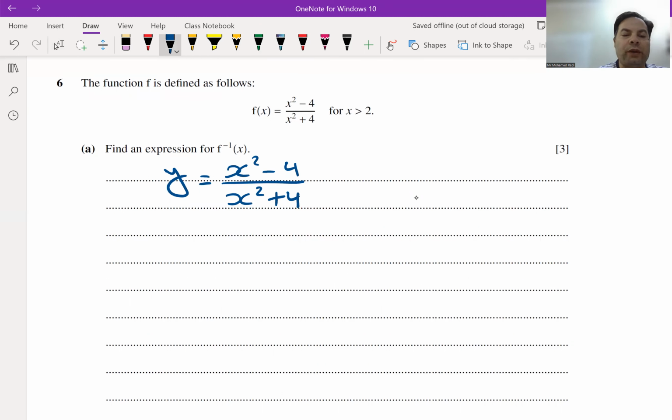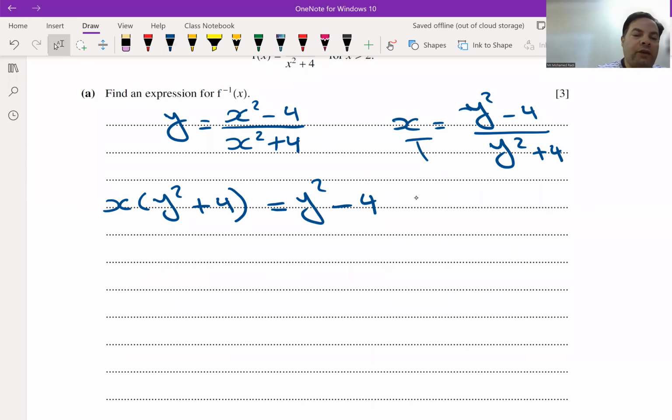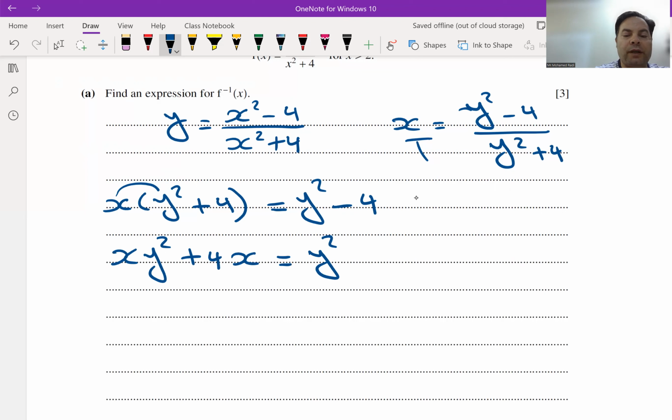Start to switch between x and y. So x equals y squared minus 4 divided by y squared plus 4. Cross multiplication: x multiplied by y squared plus 4 is equal to y squared minus 4. How to get y subject? You can expand: x times y squared plus 4 times x is equal to y squared minus 4.